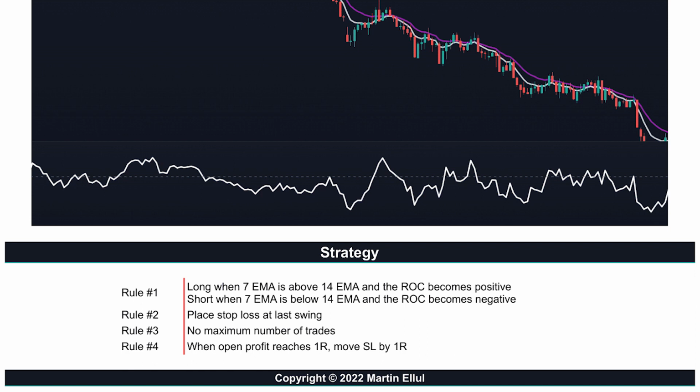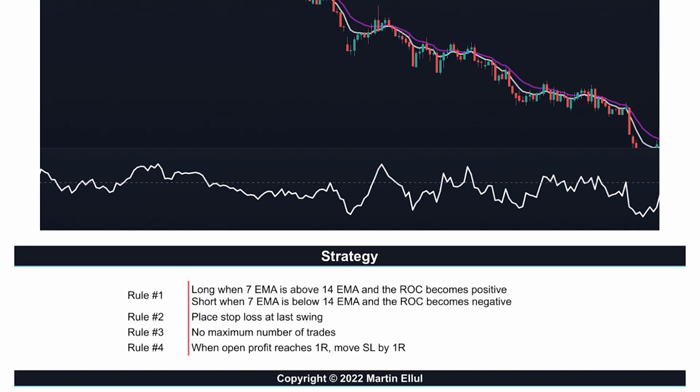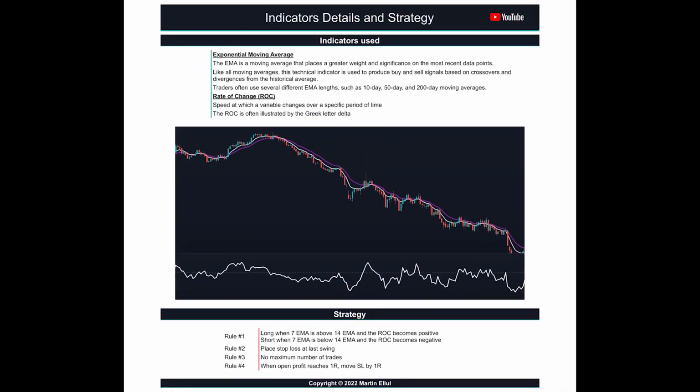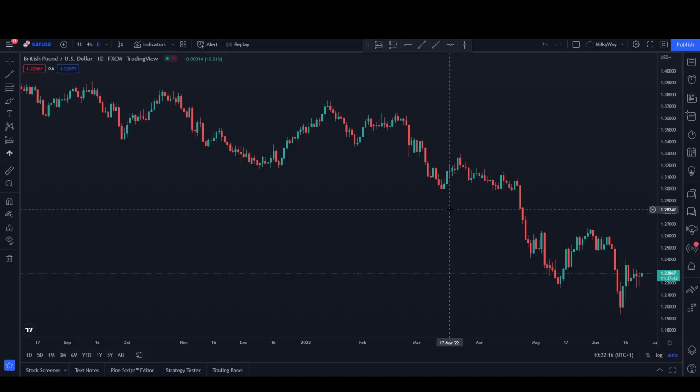We don't have a maximum number of trades that we can have at any given time. And when the open profit reaches 1R, we move the stop loss by 1R in the direction of the trade. So let's get on the charts now so I can show you a few examples and then we'll dive into the 100 trade backtest.